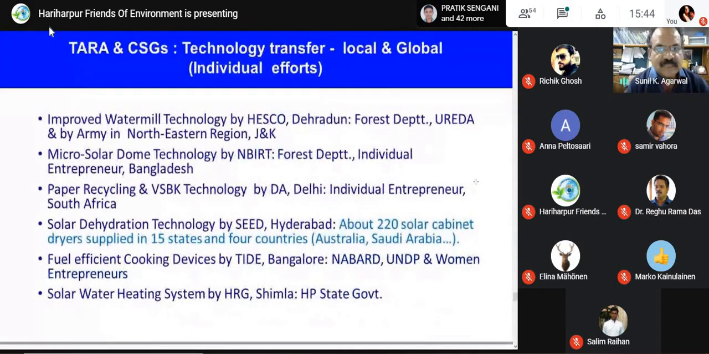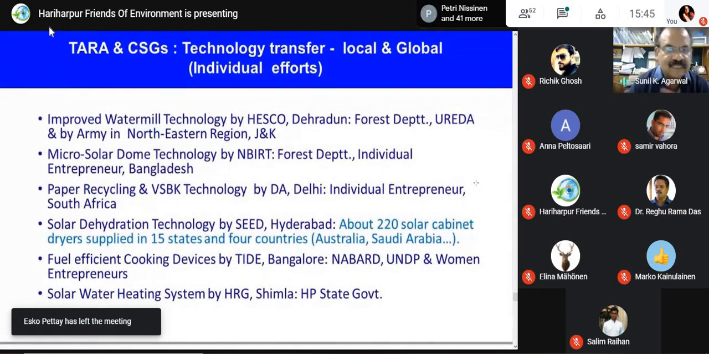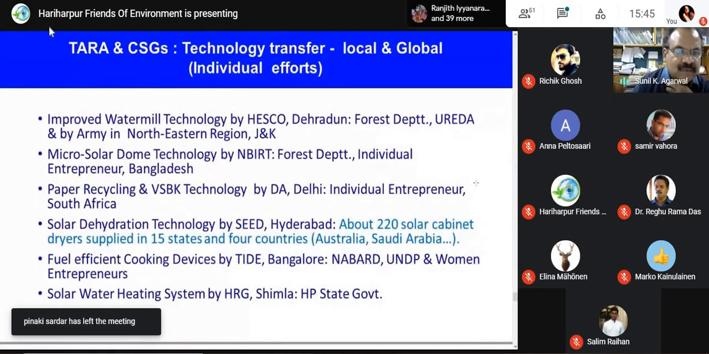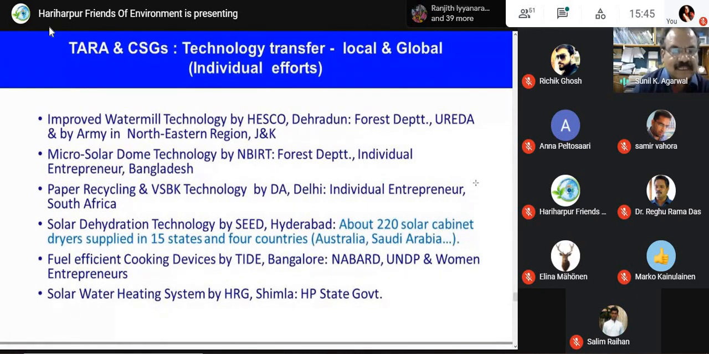Besides the impact these groups are creating, how does the technology flow from local to global level? You can see water mill technologies have been adopted by the forest department, not only in Uttarakhand but also in the northeastern regions. Micro solar dome technology has also flowed to other nearby countries. In Bangladesh we have had a discussion, and in Finland when a team of core groups visited 2 years back. The paper recycling unit from Development Alternatives also has outreach in South African countries, and solar dehydration technology by Seed Hyderabad has outreach outside India, in Australia and Saudi Arabia. Fuel efficient cooking devices by Tide Bangalore have got recognition from Niti Aayog, and are also being supported by NABARD and UNDP for women entrepreneurship.